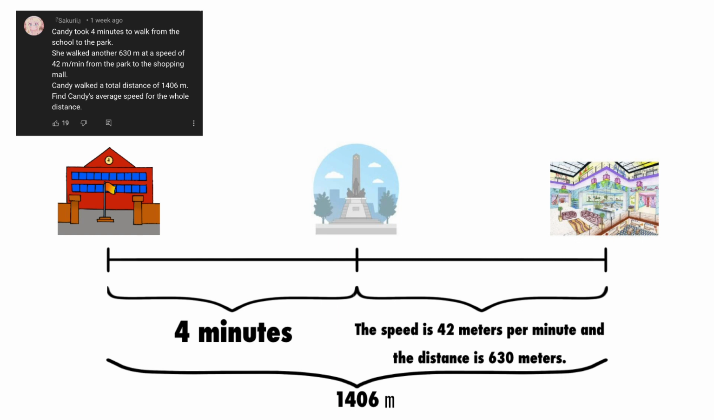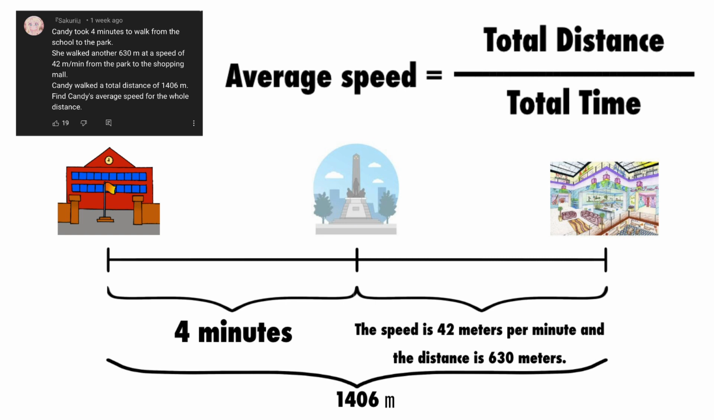So first of all, how do we calculate the average speed? To calculate the average speed, we need to use a formula where the average speed is equal to the total distance divided by the total time taken. So to solve the problem, we need to find the total distance and the total time Candy took to walk from the school to the shopping mall.